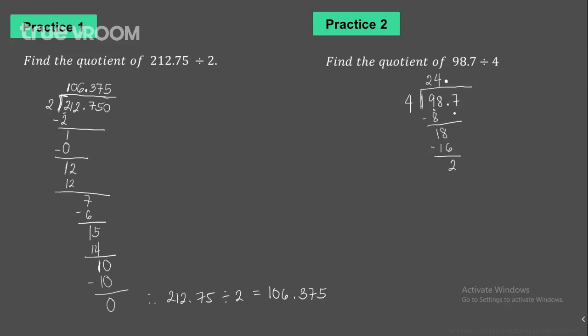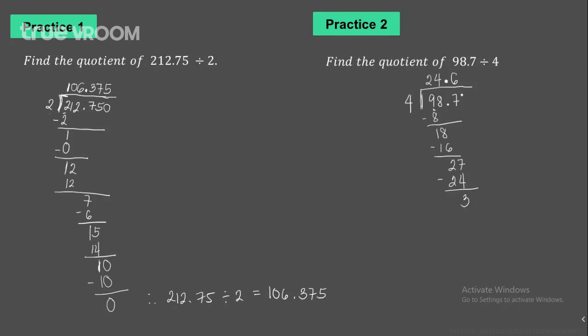What will you do? Bring down 7. Okay, bring down 7. 27 divided by 4 is what? How many 4 are there in 6? Very good. What is 6 times 4? 24. And 27 minus 24 is 3. So 3 is not 0. We have the remainder 3.